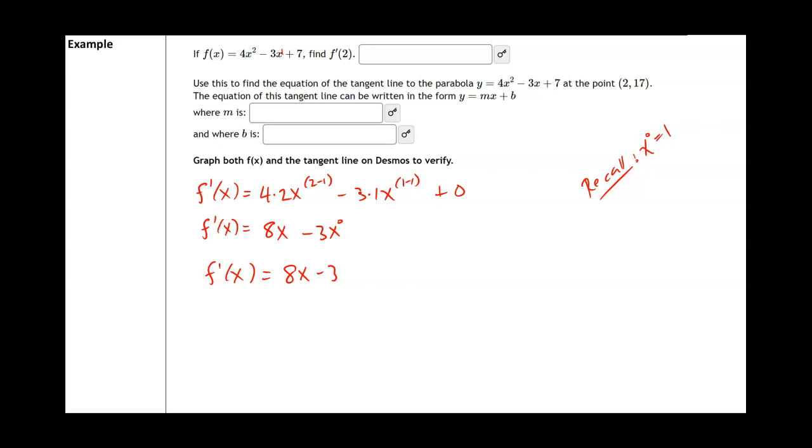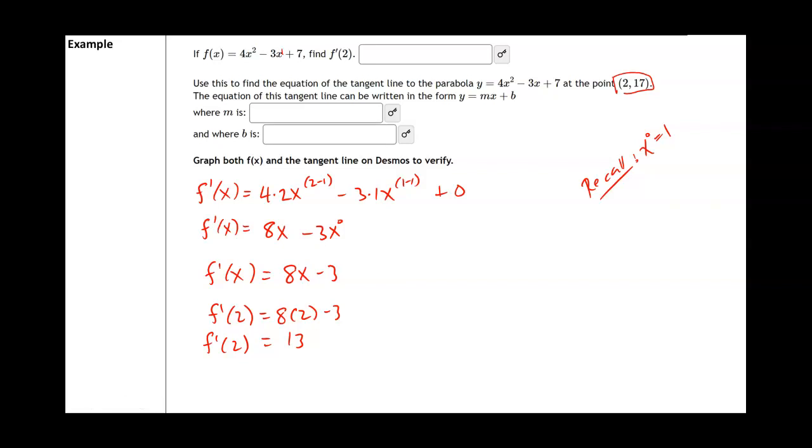So this represents the slope of any tangent line at any given x. So since we want to find f prime of 2, that'll become 8 times 2, which is 16, and 16 minus 3 is 13. But that is just the slope. Now, we want to find the equation of the tangent line at the point (2, 17). Now, where do we get 17 from? Well, if x is 2, and you plug it into 4x squared minus 3x plus 7, we will get 17.